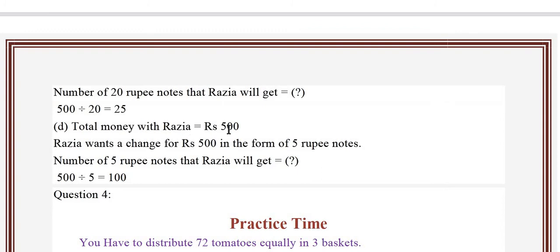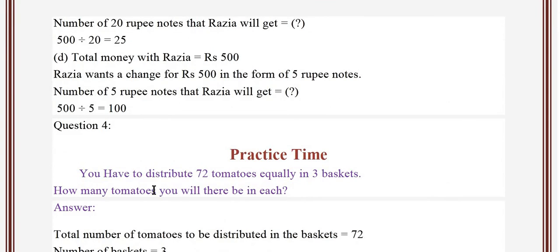Total money with Razia is 500 rupees and Razia wants a change for the 500 in the form of 5 rupee notes. Number of 5 rupee notes that Razia will get is equal to 500 divided by 5. 5 ones are 5 and afterward 2 zeros. So 100 notes are there.